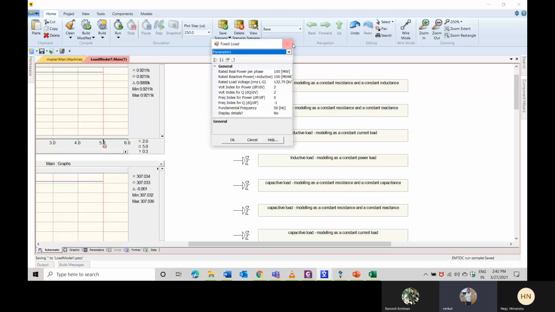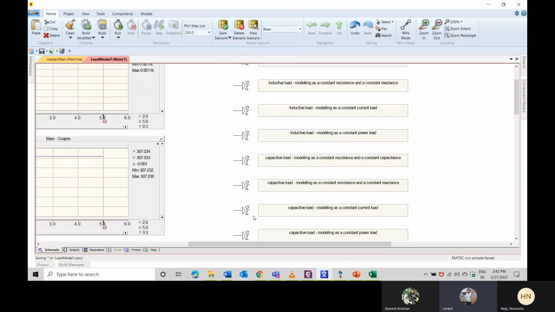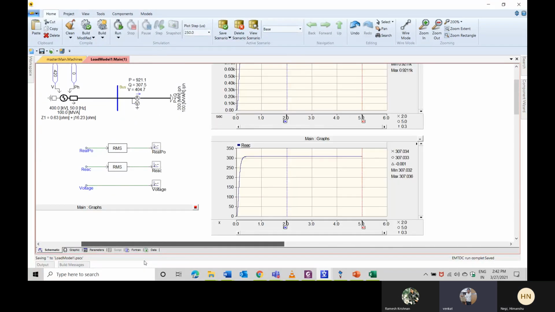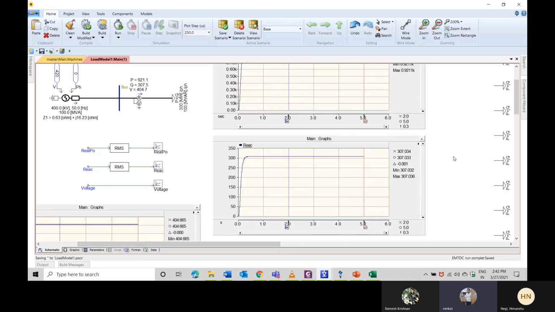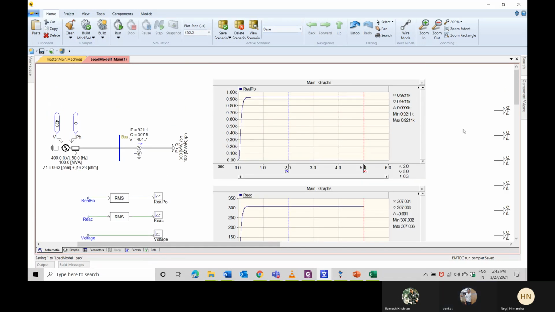Then what we have to do is try to match the same as we did with ETAP using PSCAD.